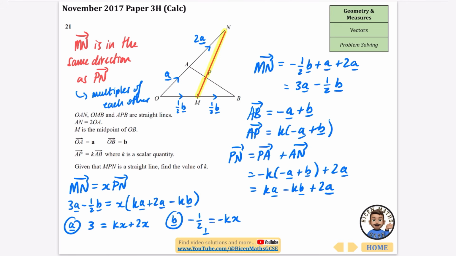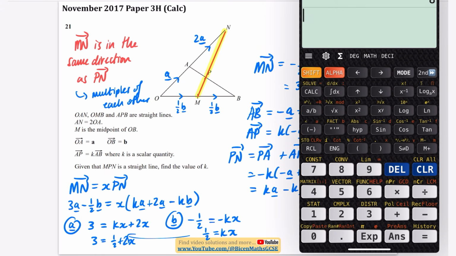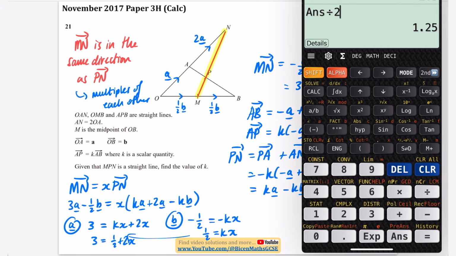Okay, well that's good, because that tells me that a half is equal to kx, which means I can put that in here. So I'm going to put that into this equation, and I get that 3 is equal to a half plus 2x. So 3 minus a half divided by 2, yep, I'm going to be lazy now. 3 minus a half divided by 2, so x is equal to 1.25.